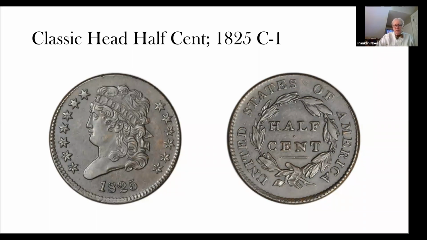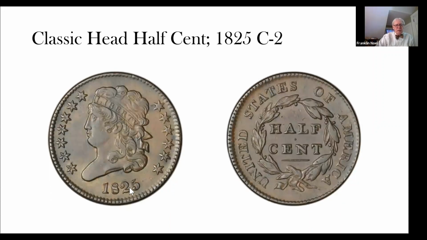The two varieties for 1825 share a common reverse, but the two obverses are distinguished by the placement of the date in respect of this lowest curl on Liberty's hair. On this C1, you can see it's right above the 5, and on the C2, that curl falls between the 2 and the 5. The C1 is somewhat scarce, while the C2 is plentiful.